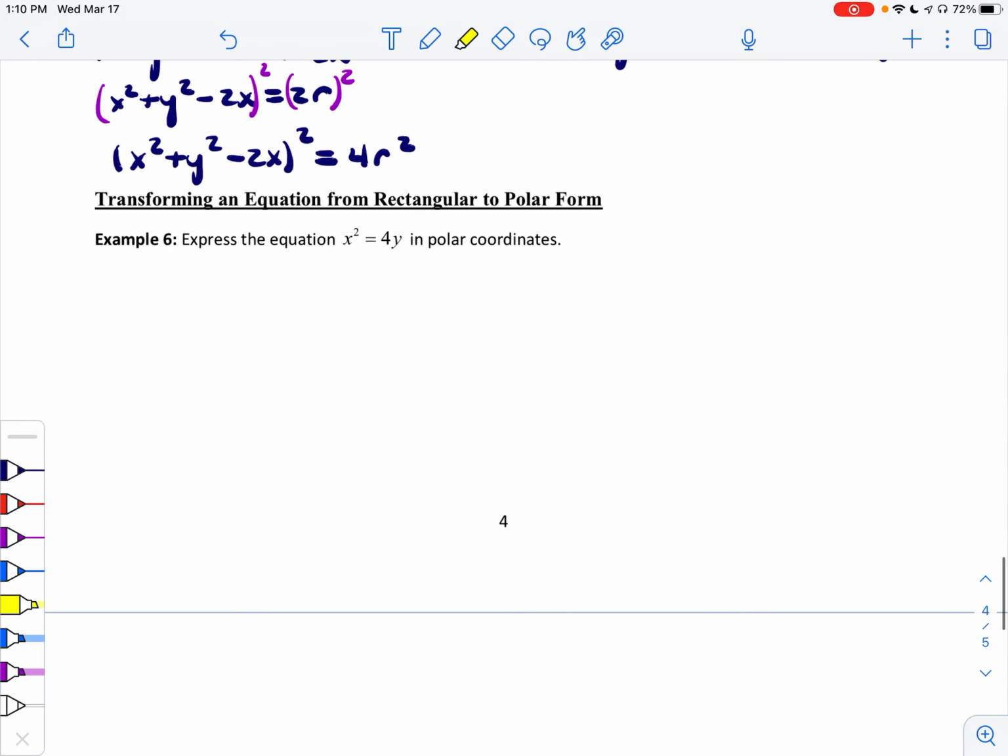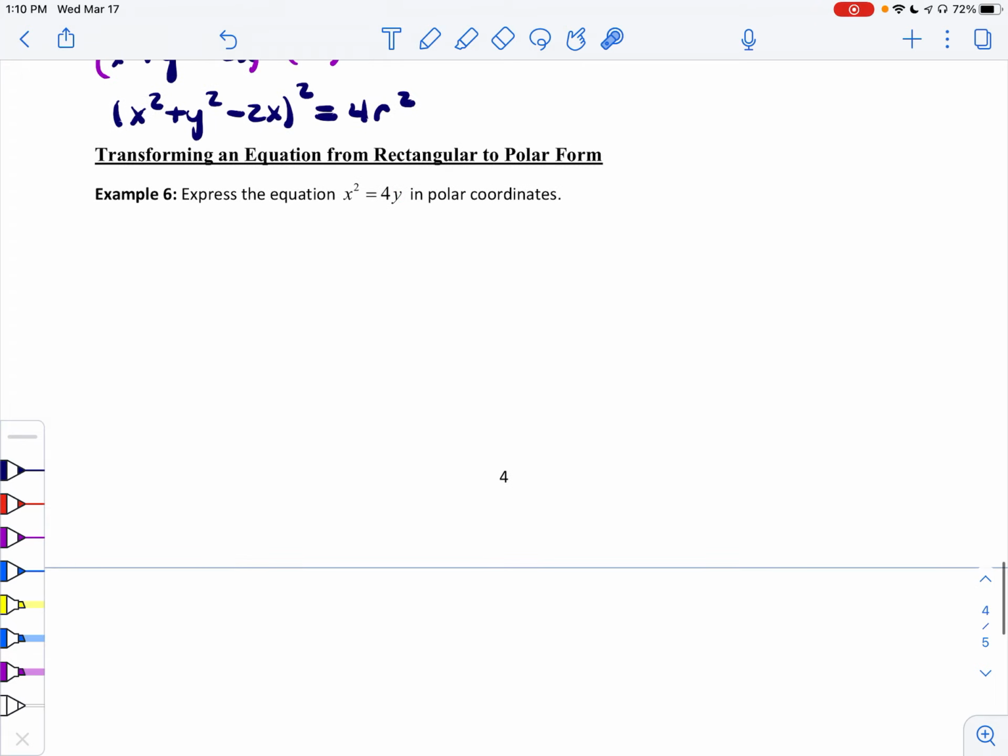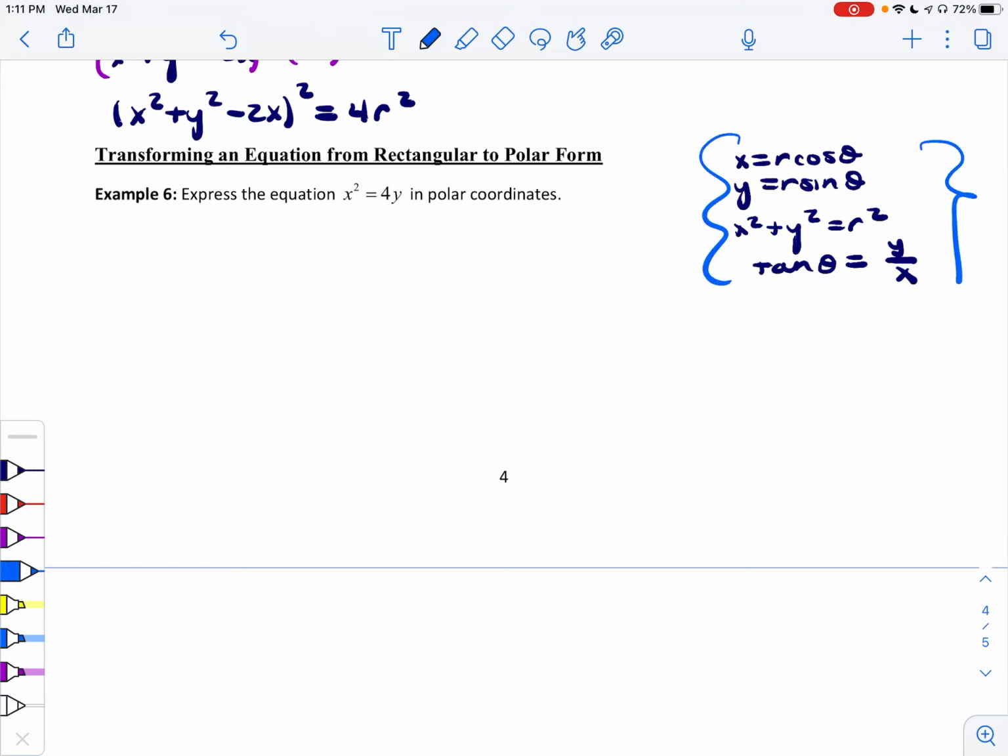All right, so the last thing then is going the other direction. So this time we're going to be looking at rectangular equations, so equations that are in x and y, and converting them to polar equations. So again, we have the same tools at our disposal. x is equal to r cosine of theta, y is equal to r sine of theta, x squared plus y squared equals r squared, and tangent of theta is equal to y over x. So these are our identities that we can use to potentially solve these problems and convert between rectangular to polar.